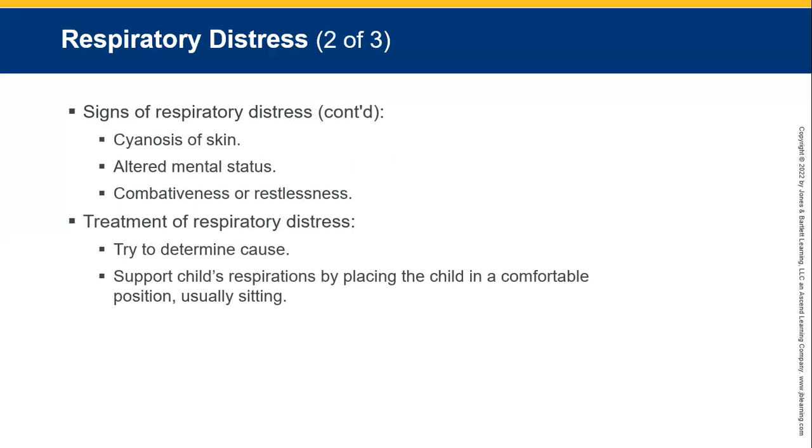Signs of respiratory distress. We can see definitely marked altered mental status, cyanosis of the skin, the blue color of the lips and fingernails. Very pale mucous membranes. Combativeness or restlessness. Sometimes if they can't breathe properly, they don't want to be touched, they don't want to be picked up, they don't even want to talk to anybody. Obviously always try and determine the cause. And remember, with children's respirations, place the child in the most comfortable position, usually sitting.